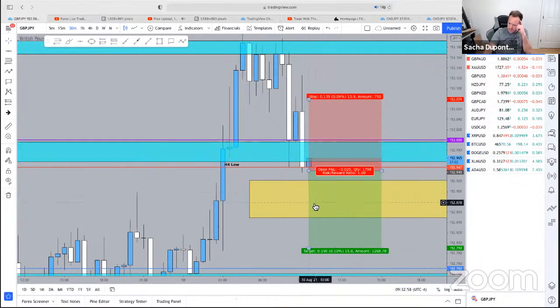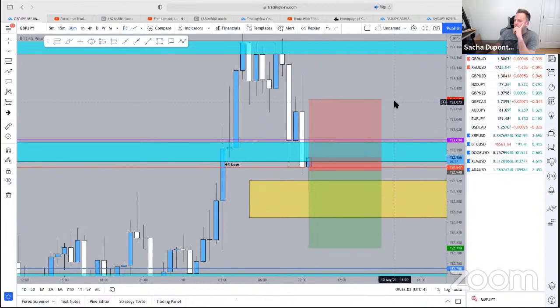So like I said, probably going to secure some profit around like 6-7 pips, to be honest. I'm aiming for a quick scalp here.